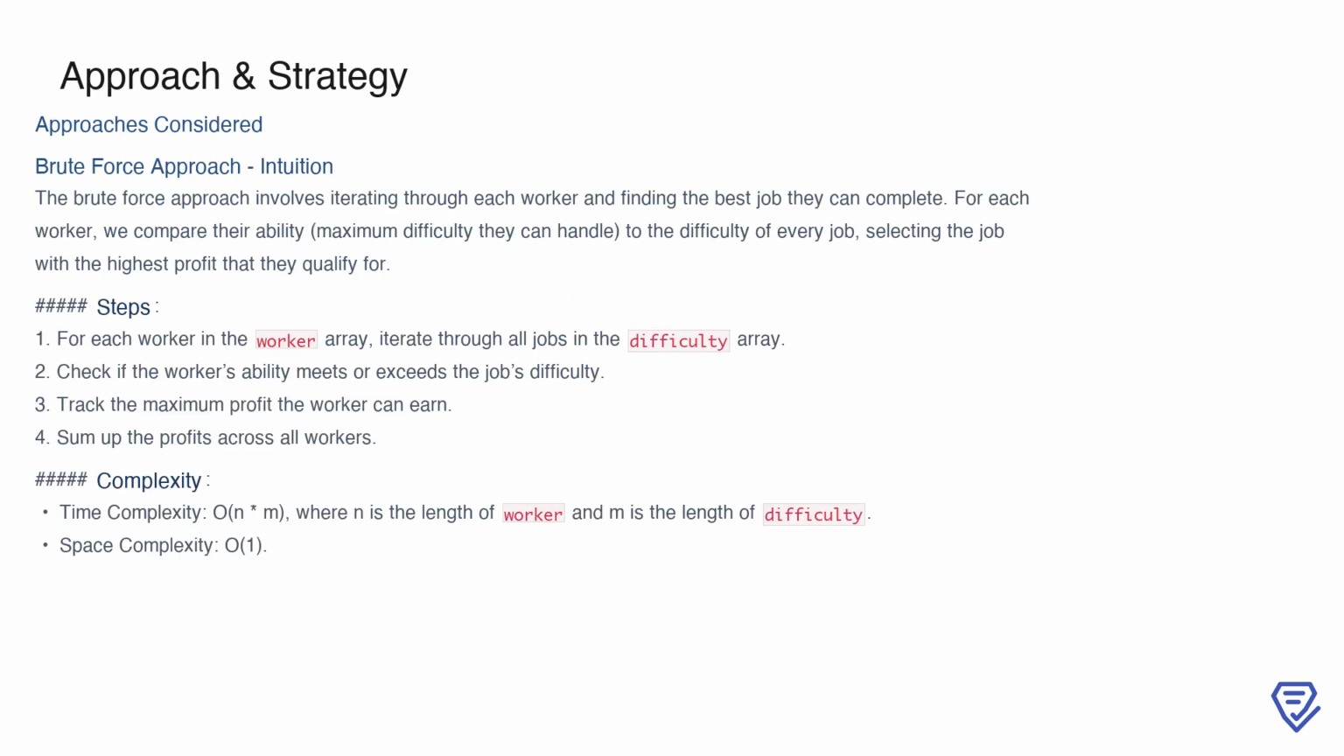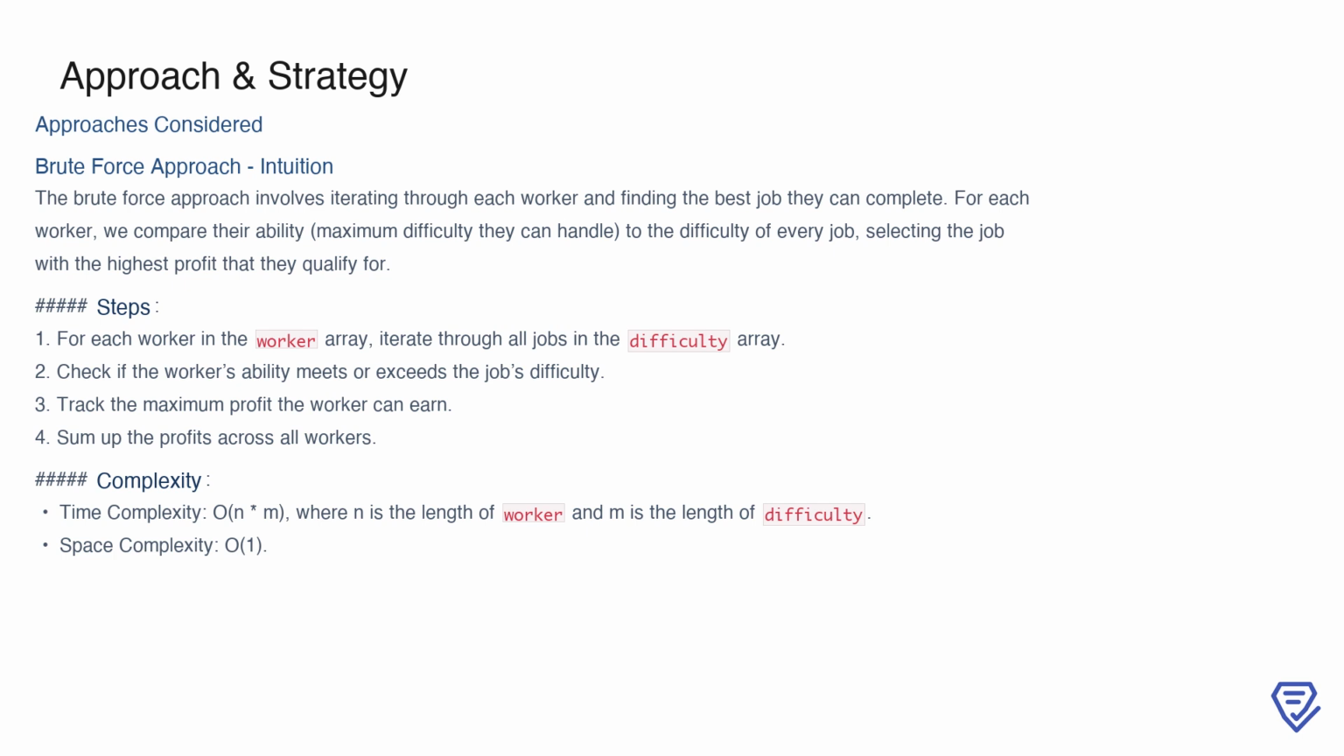To start, let's consider the brute force approach, which is the most straightforward way to solve this problem. The intuition here is simple: for each worker, we determine the best job they can handle by comparing their ability to the difficulty of every available job. The goal is to find the job with the highest profit that the worker qualifies for. Specifically, we iterate through each worker in the worker array, and for each one, we check all jobs in the difficulty array to see if the worker's ability is sufficient to complete the job. If it is, we keep track of the job's profit and update the maximum profit the worker can earn. Once we've calculated the maximum profit for all workers, we sum these up to get the total profit.